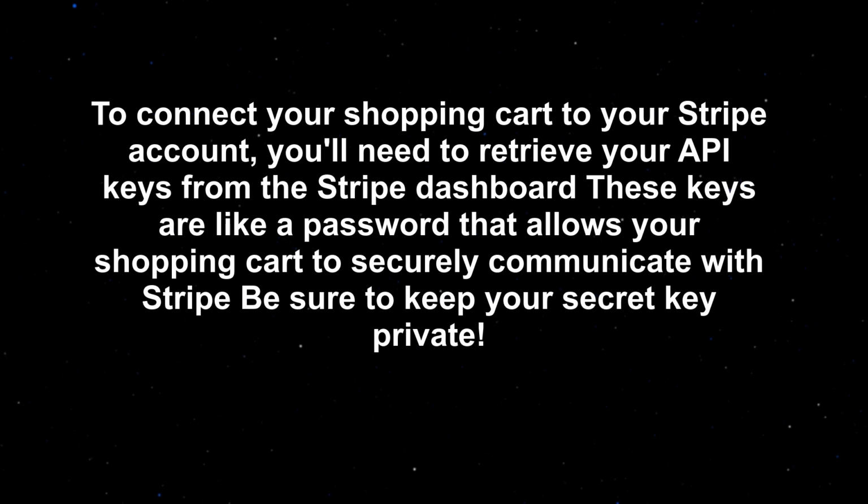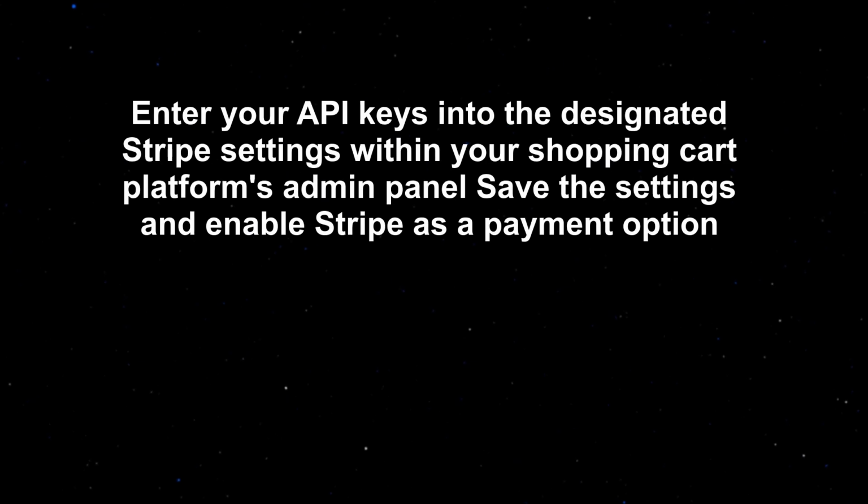To connect your shopping cart to your Stripe account, you'll need to retrieve your API keys from the Stripe dashboard. These keys are like a password that allows your shopping cart to securely communicate with Stripe. Be sure to keep your secret key private. Enter your API keys into the designated Stripe settings within your shopping cart platform's admin panel. Save the settings and enable Stripe as a payment option.